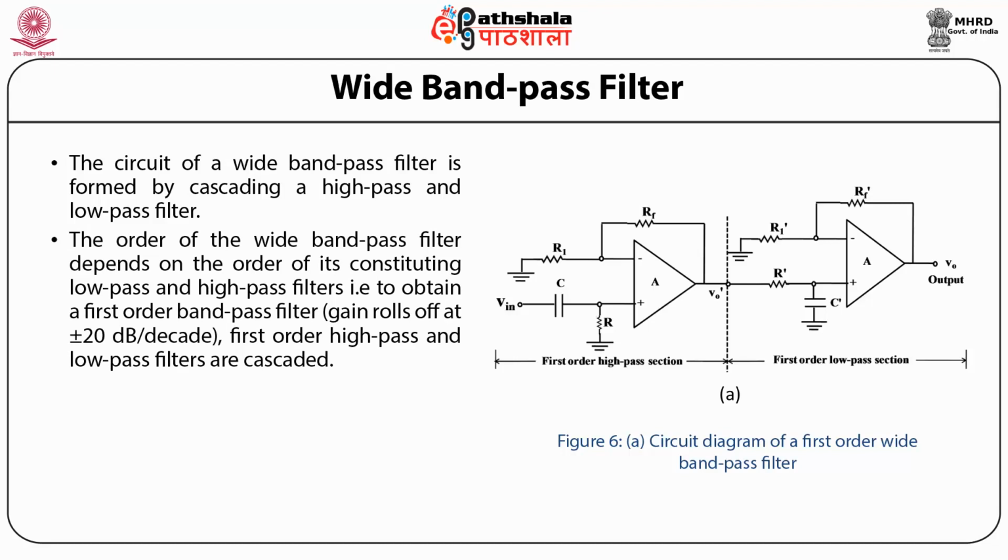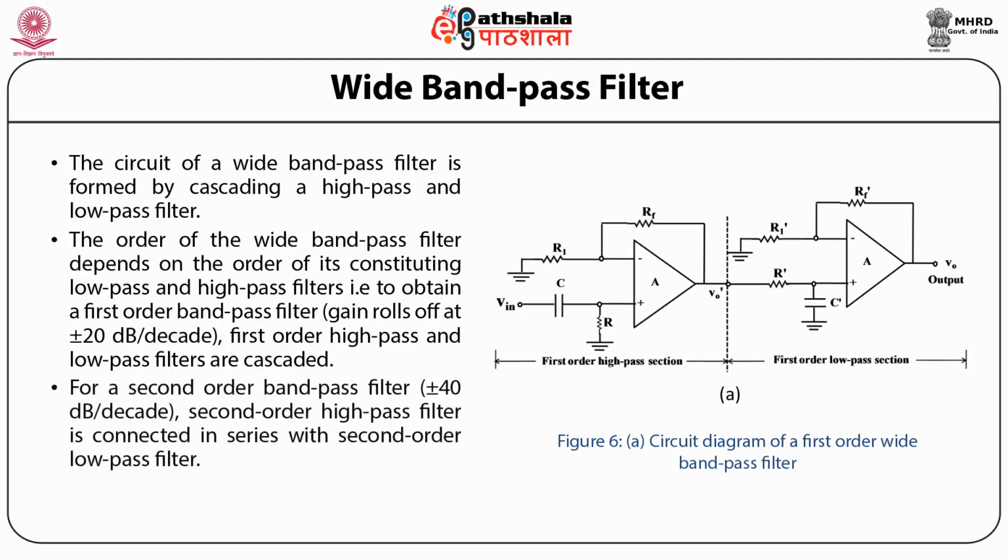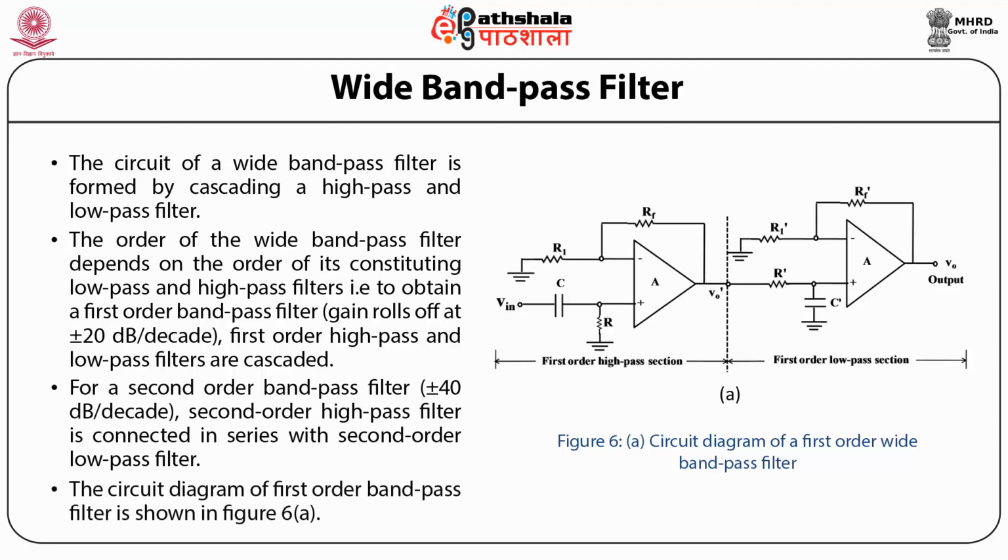That is, to obtain a first order bandpass filter where the gain rolls off at a rate of plus minus 20 dB per decade, first order high pass and low pass filters are cascaded. For a second order bandpass filter where the gain rolls off at plus minus 40 dB per decade, a second order high pass filter is connected in series with a second order low pass filter. The circuit diagram of the first order bandpass filter is shown in the figure.